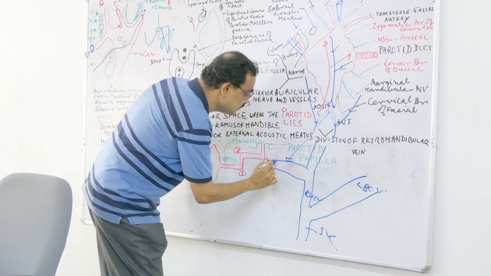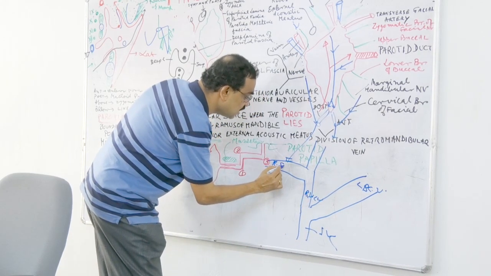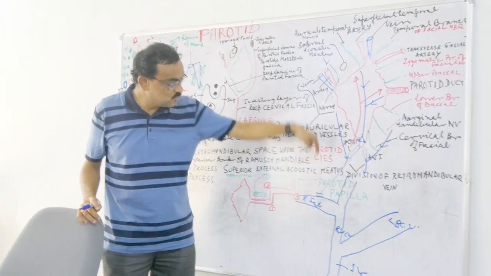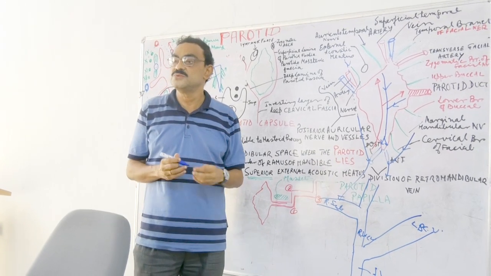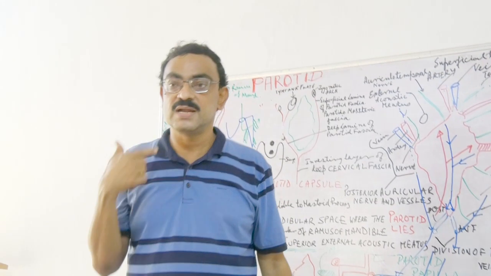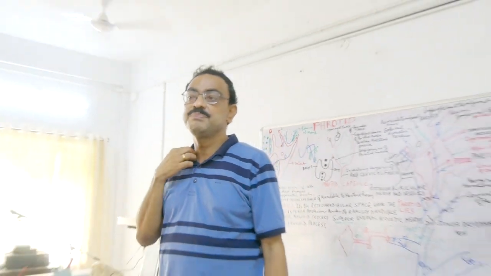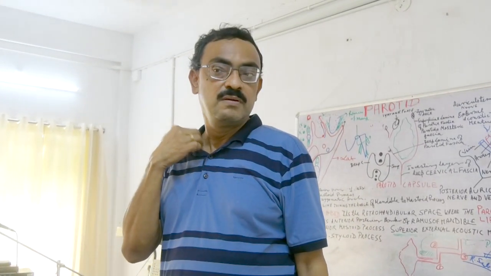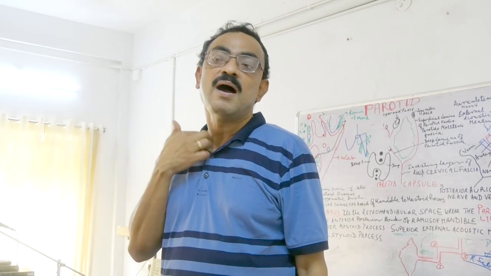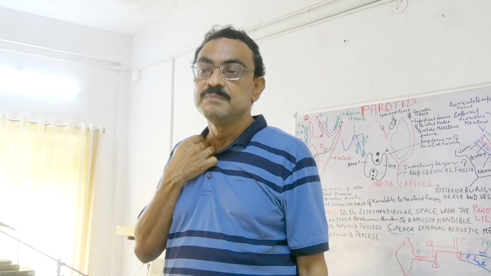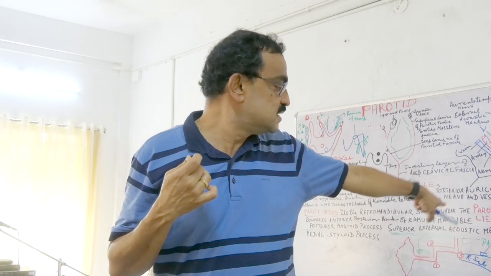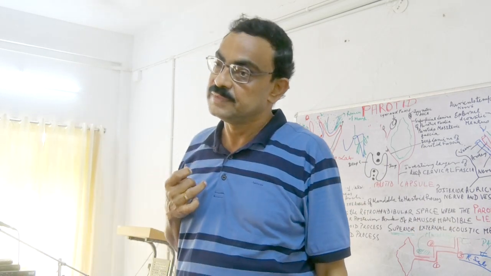Okay. And this is the subclavian vein. So, the external jugular vein drains into the subclavian vein. Actually, we can see in the posterior triangle, it pierces the deep cervical fascia, half an inch above the middle of the clavicle, and drains into the subclavian vein.